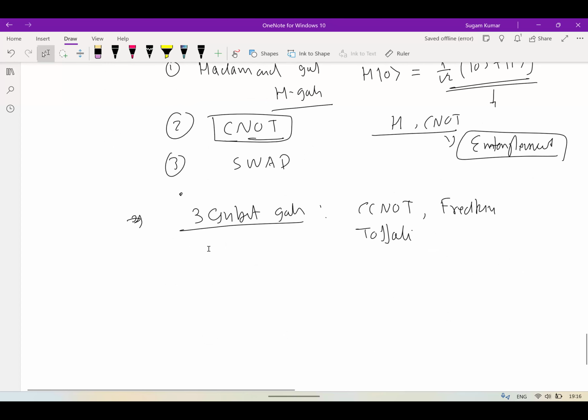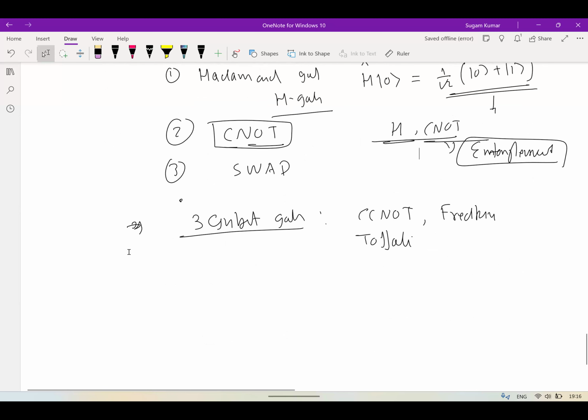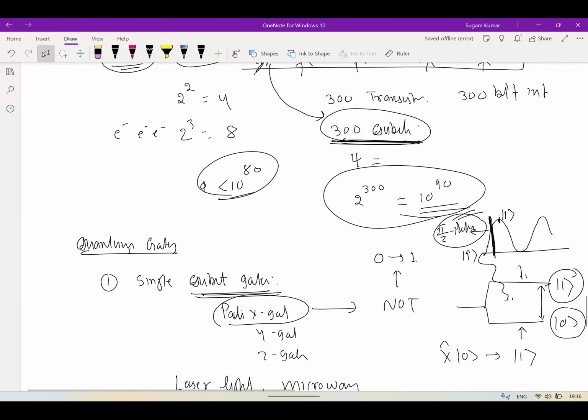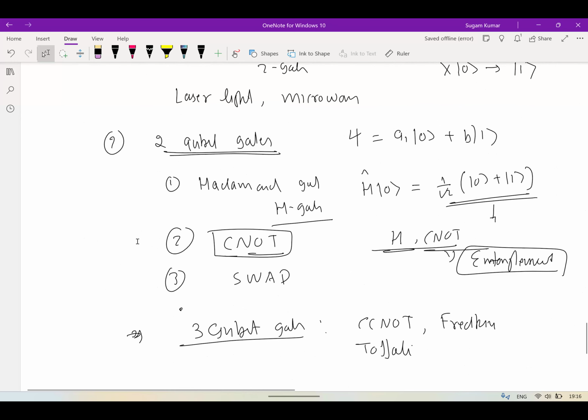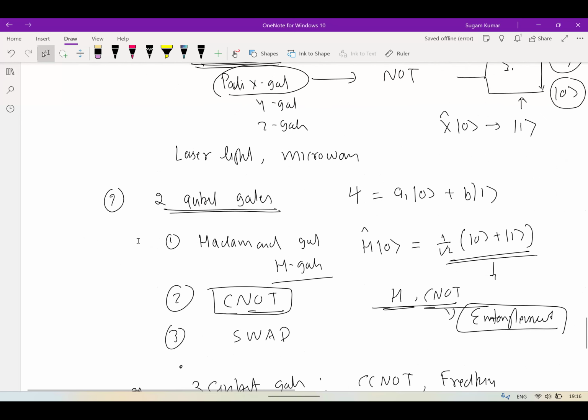So this is about the gates, and we will also discuss the quantum circuit. For example, how to apply a Hadamard gate and CNOT gate, maybe in series or maybe in parallel. Those things we will try to discuss in the quantum circuit. This is another topic, maybe a third lecture, or maybe a fourth lecture for us. If anybody has any doubt up till here, please let me know.